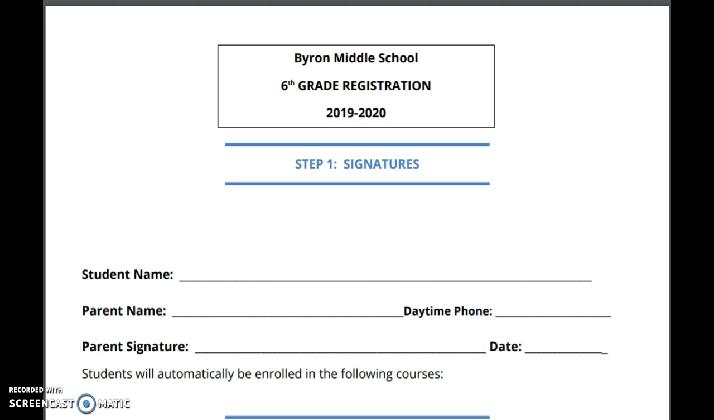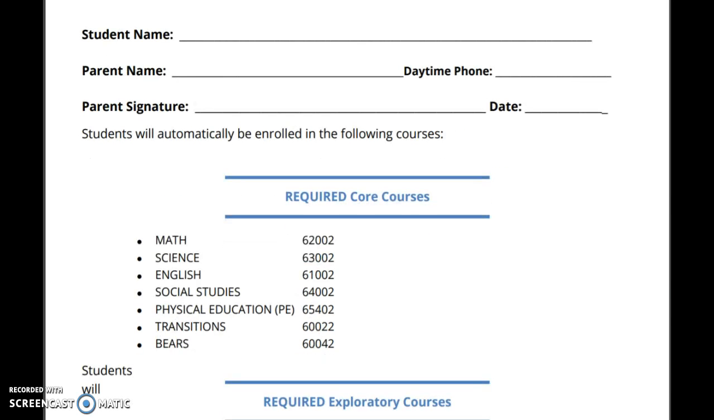In this tutorial, we'll be going over the registration form for this year's 5th grade students. These are the courses that they will have this coming year as incoming 6th graders. Required core courses. They are Math, Science, English, Social Studies, Physical Education, Transitions, and Bears.